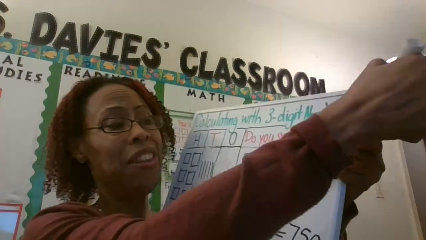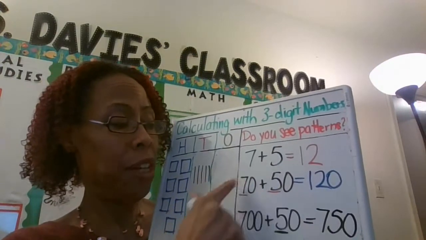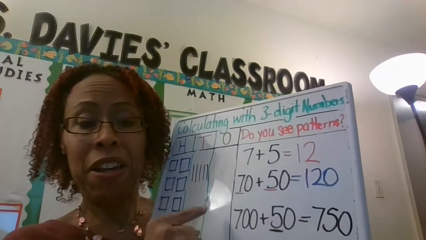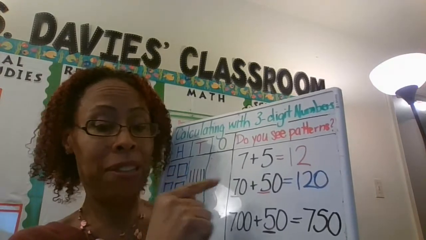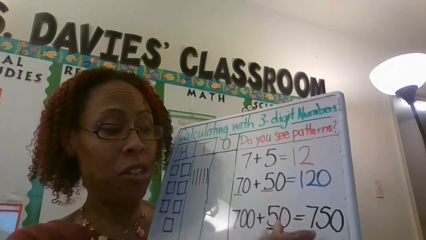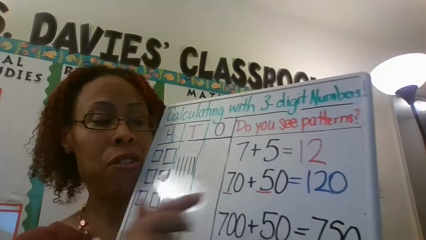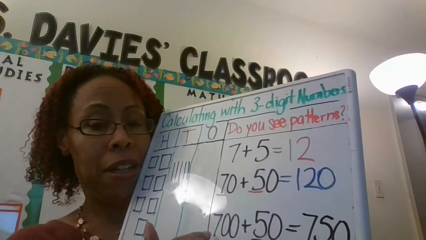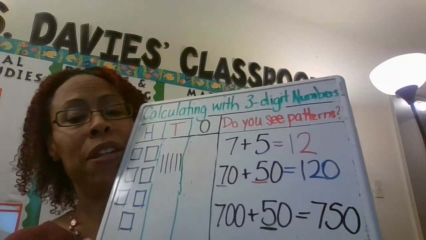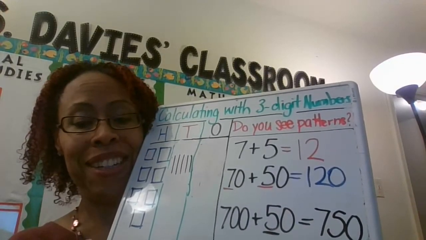So you see that even though we're using the same digits in each of these equations, 7, 5, 7, 5, 7, 5, the placement of the number in the hundreds, tens, or ones place drastically changes the answer. So make sure that you pay close attention to the place that the numbers are placed in and the value of each number. Looking forward to seeing your responses.